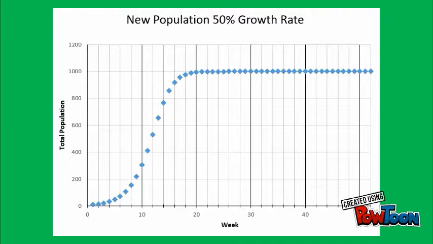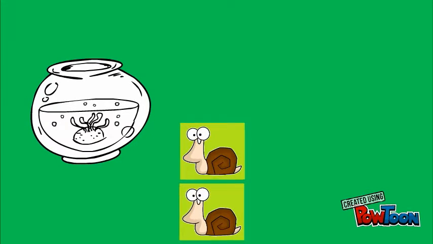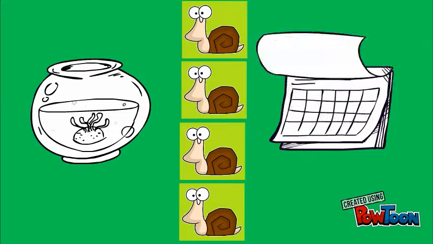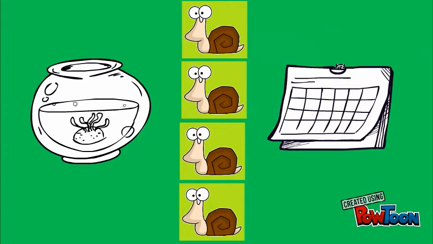The total population graph for a growth rate of 50% looks very similar to the same chart for a 20% growth rate, but it reaches the carrying capacity much more quickly. This trend continues. As the growth rate increases, the number of weeks it takes to reach the maximum number of new snails decreases, as does the number of weeks it takes for the snails to reach the carrying capacity.